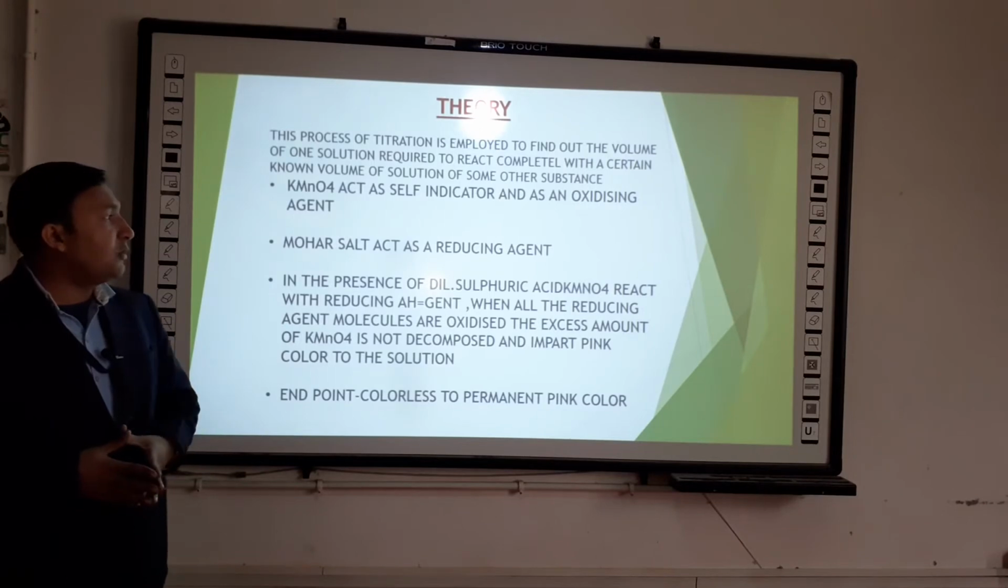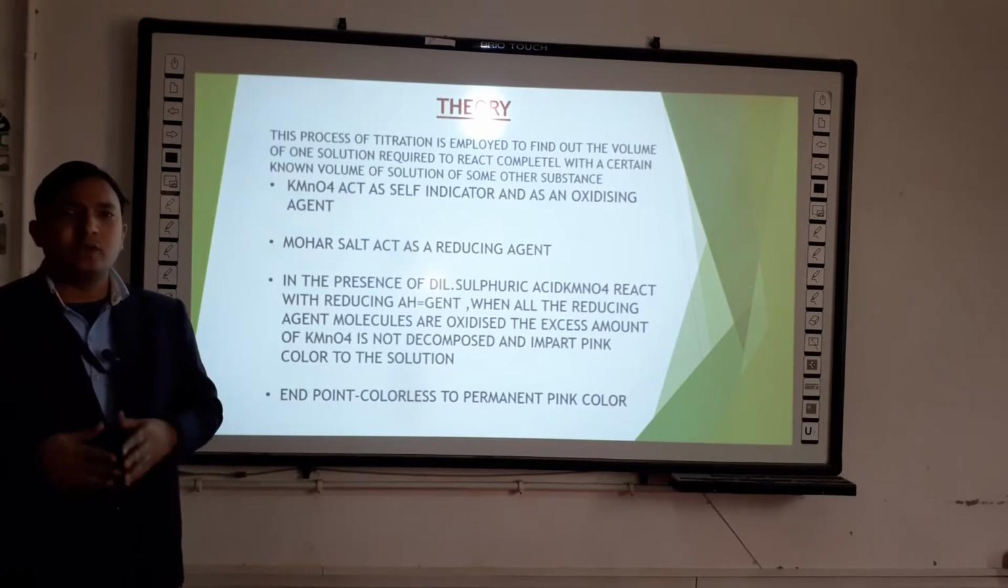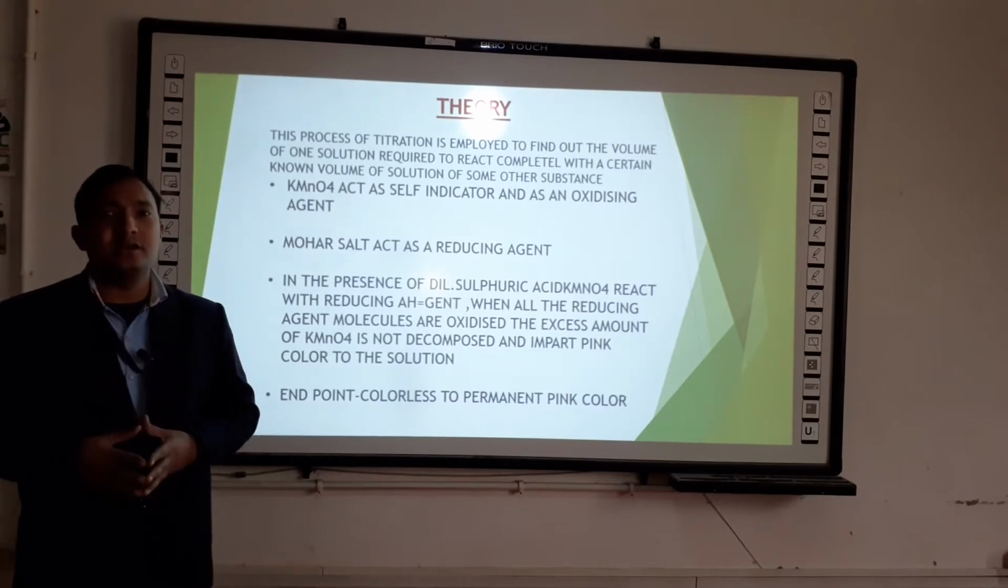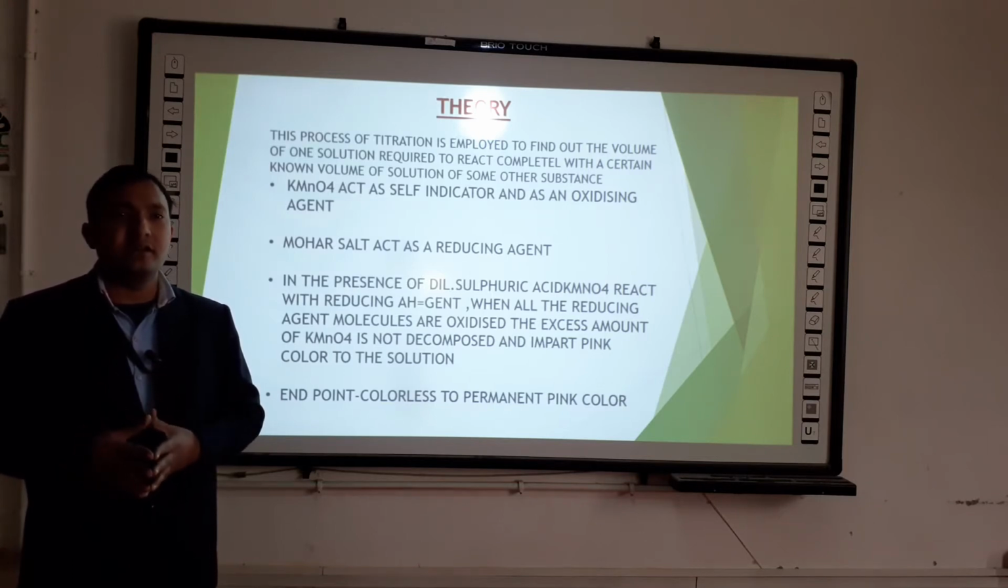The next one is Mohr salt. This is ferrous ammonium sulfate, which will act as a reducing agent. So ultimately this titration is based upon the redox reaction, because one of the components gets oxidized and the other gets reduced.